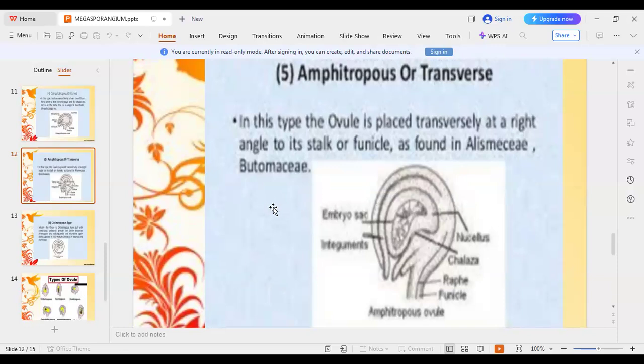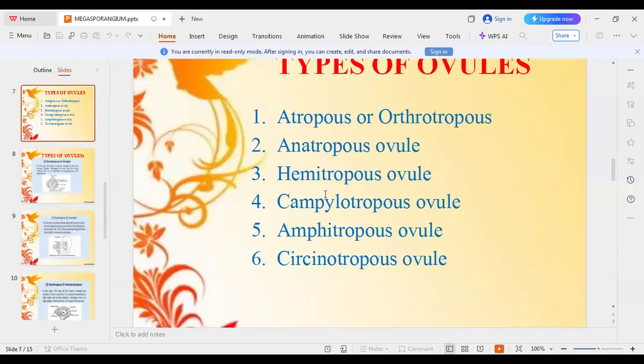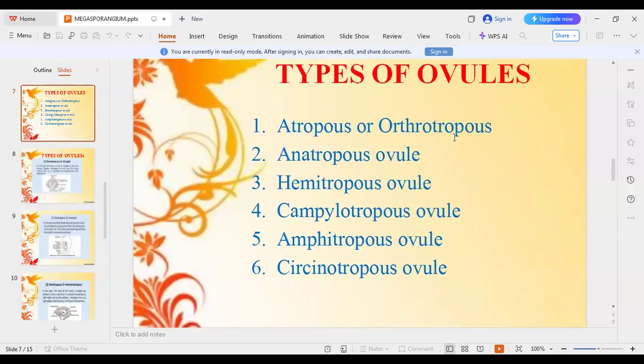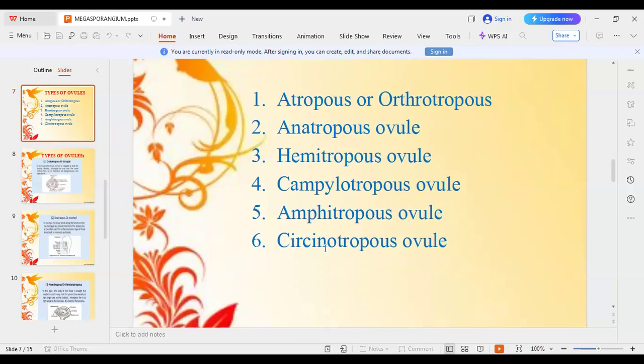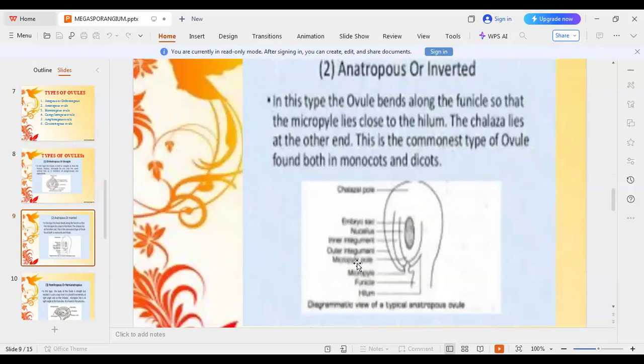So these all are the plants that have this type of ovule. So these are the six types of ovule: atropous or orthotropous, second is anatropous, hemianatropous, campylotropous, amphitropous, and sarcinotropous. The example of orthotropous is Polygonaceae and Piperaceae, and anatropous is a very common type of ovule in monocot and dicot plants.